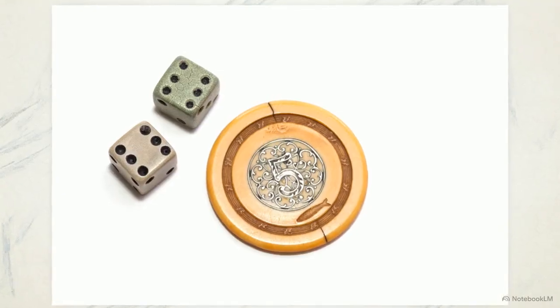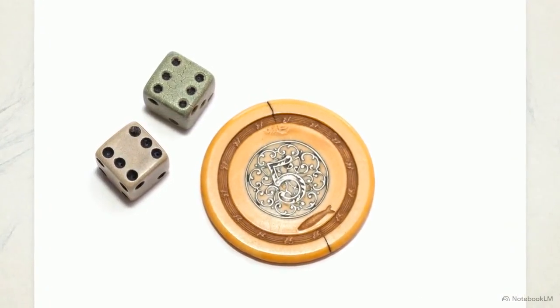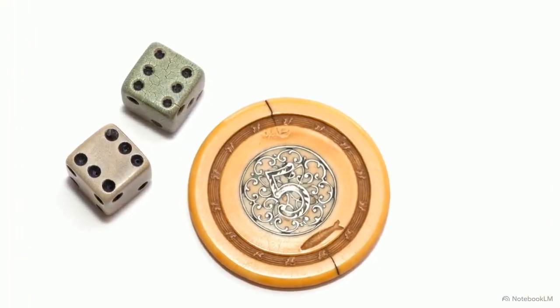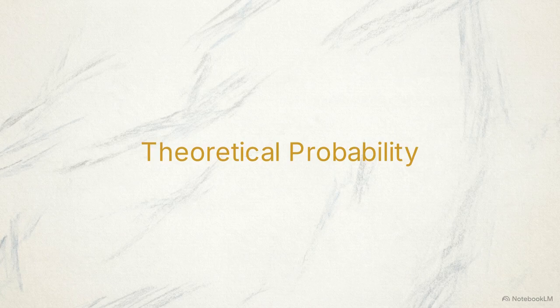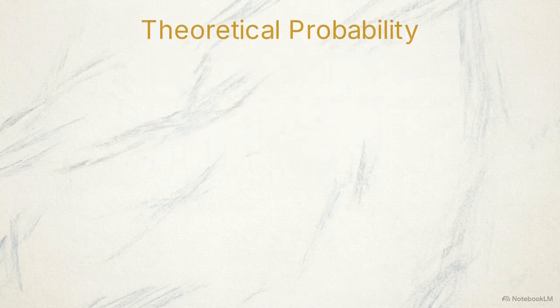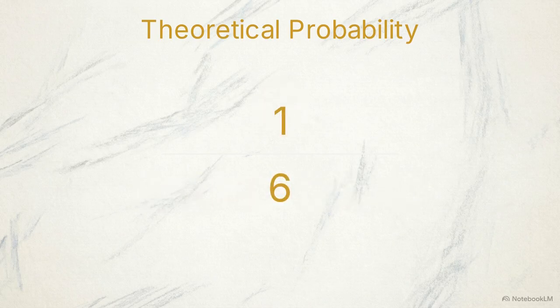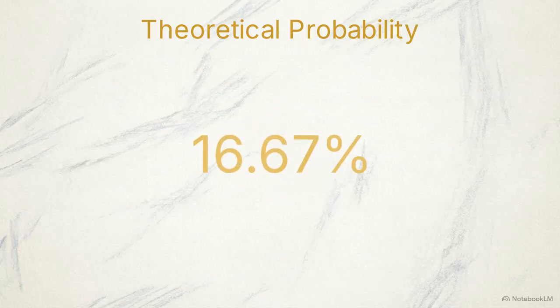Look at these static dice. Before anyone ever rolls them, we know exactly how they will behave mathematically. This equation illustrates theoretical probability. It is calculated by dividing the number of favorable outcomes by the total number of possible outcomes. For a standard die, the theoretical probability of rolling a specific number is 1 in 6, or 16.67%.